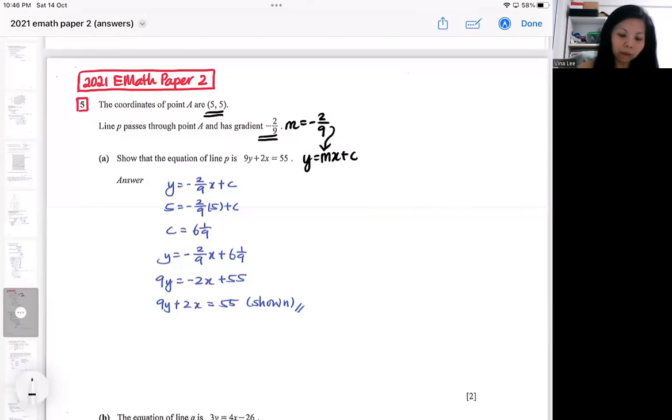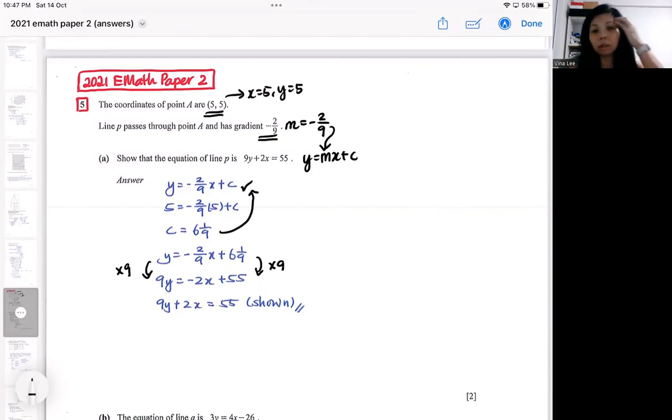You put the gradient in, then you use the coordinate to find the intercept. And from there, you return back. That should be your equation of the line. And you just have to multiply by 9 on both sides so that you get to the format that the question wants. So part 1, no trick. Just the usual mx plus c. You shouldn't have a problem with this part.